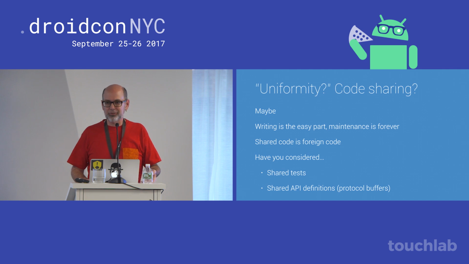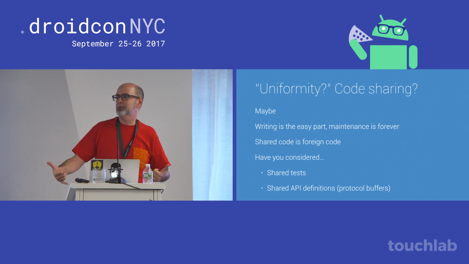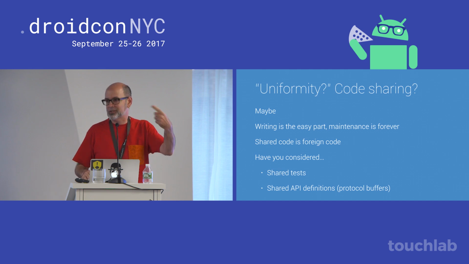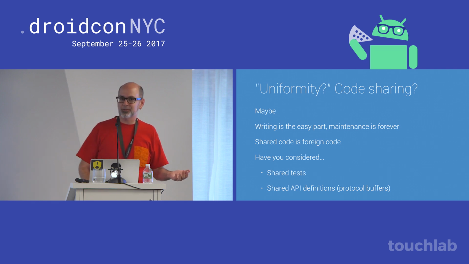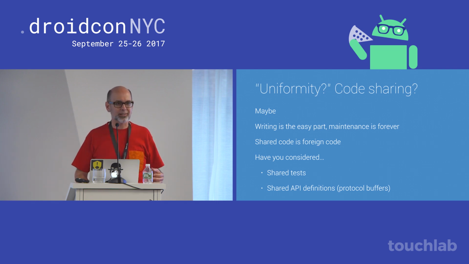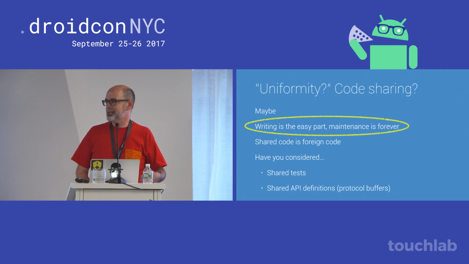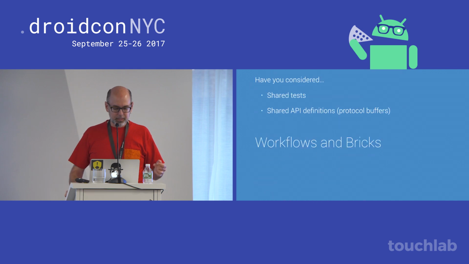But there's also alternatives. Shared testing, for example. We have a system where we've got a bunch of JSON files that are shared that describe test inputs and expected outputs, and we rewrote the code to run them on a couple of platforms, but they can assure consistency of parallel implementations. There's shared API definitions. Have you ever used protocol buffers? You probably have. Well, that's shared code, and that's a way to ensure that things are uniform across the way. Anyway, enough on that. But the main point is this. Writing is easy. Maintenance is forever.